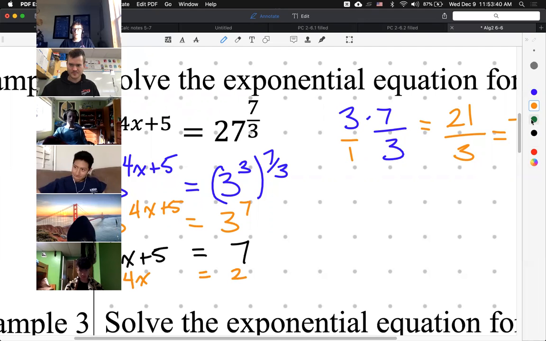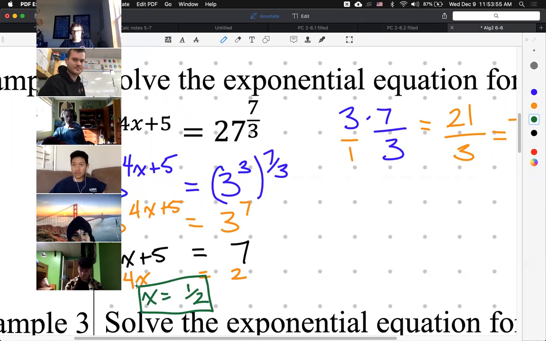And then finally, divide both sides by 4. You get x is equal to 2/4, which is reduced to 1/2. There it is, and box it. x is a half. Thank you, Cohen.